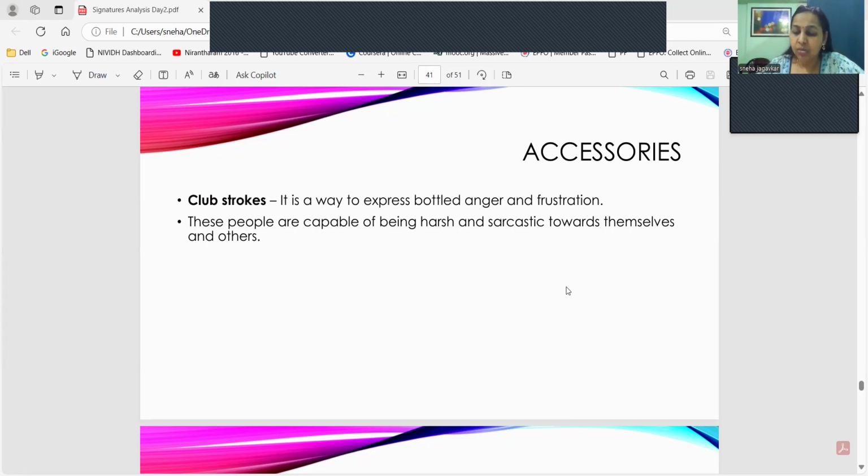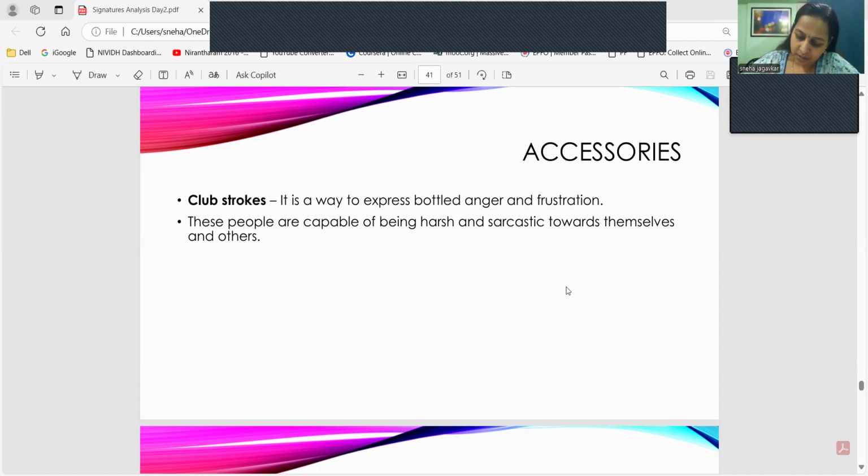Now, how will you identify a club stroke in any signature? The very first one would be this one. This is a club stroke, right? The alphabet T written over here becomes a club stroke. The crossbar above, that is a club stroke. The small i, with a dot supposed to be written, is a club stroke when instead of a dot, they have put up a line. So that becomes a club stroke.